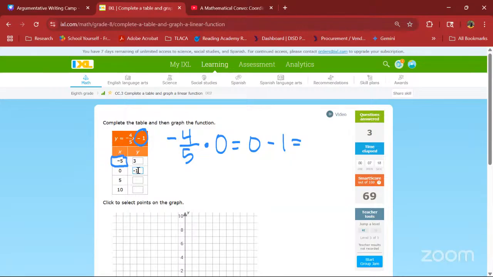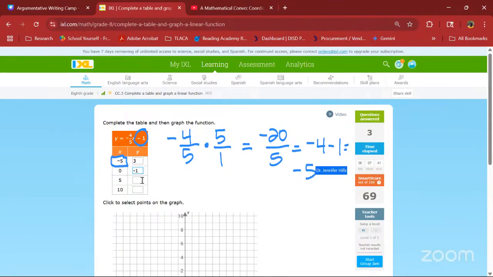Okay, let's try it again with a positive 5. I believe that's going to be -3. Okay, Krystal has said it, -3. So we put 5 over 1. That's going to give us -20 over 5, which is -4, minus 1, equals -5. So don't guess. Do the work. Do the work, and you should be okay.